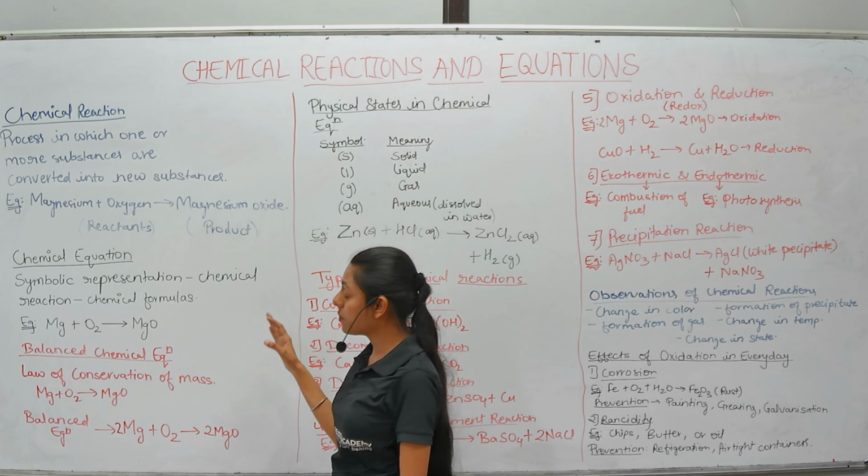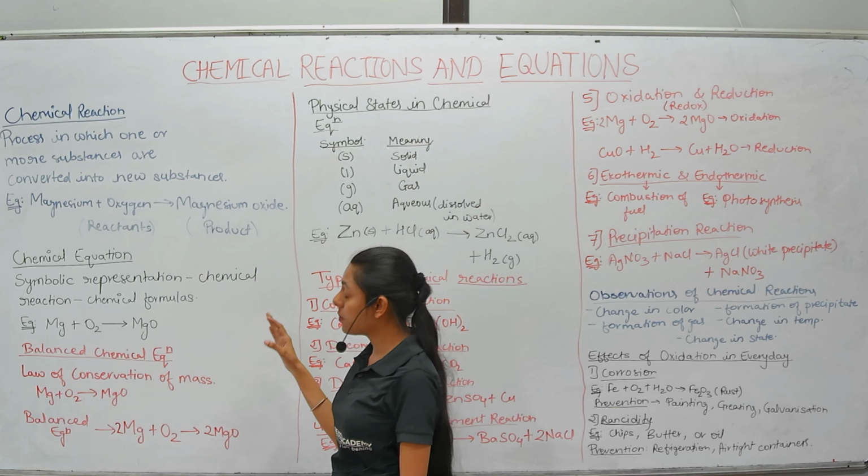Now when a chemical reaction happens, how will we know if it has happened or not? For that there will be some changes in the reaction. The changes are change in color, formation of gas, formation of precipitate, and change in temperature. The reaction mixture will become a little warm. There can also be a change in state, like from solid to liquid.